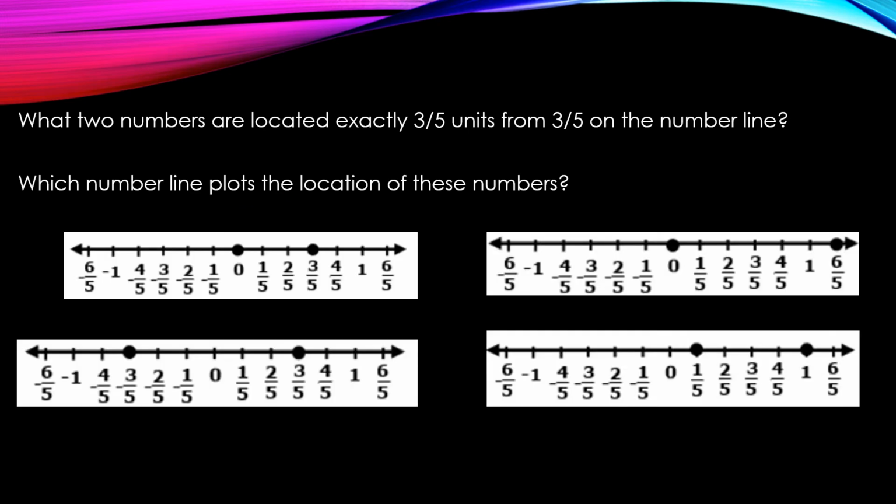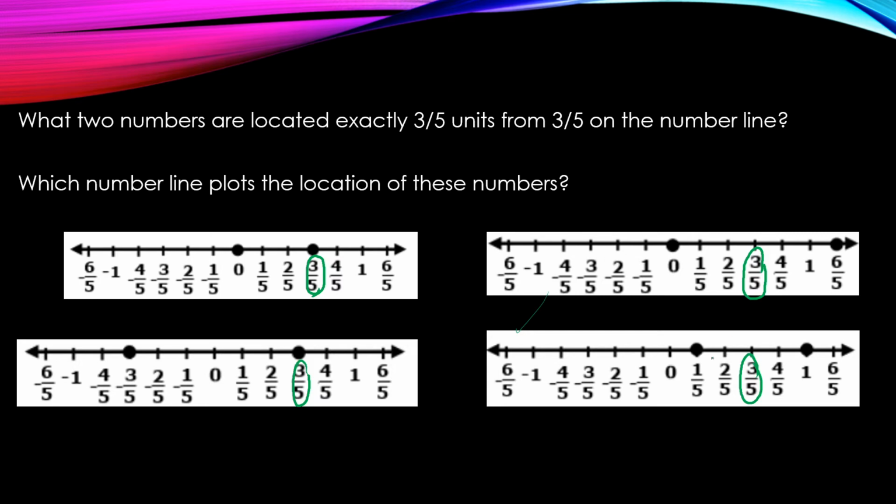We want to know what two numbers are located exactly 3/5 units away from 3/5 on the number line. And we have these different number lines that we are shown. This one is a little bit tricky just because of the way that it is worded. Okay, my middle point here is not 0. My middle point here is going to be 3/5. So I need to find 3/5 on all of my number lines. Okay. And when I find 3/5, I want to know what two numbers are located 3/5 units away from it. And here on my number line, each tick mark represents 1/5.